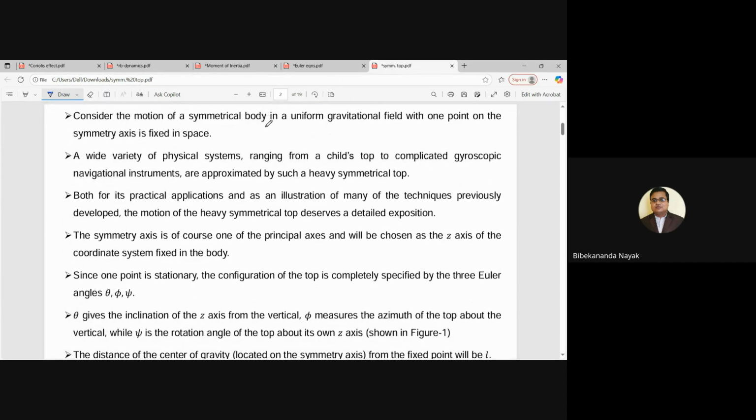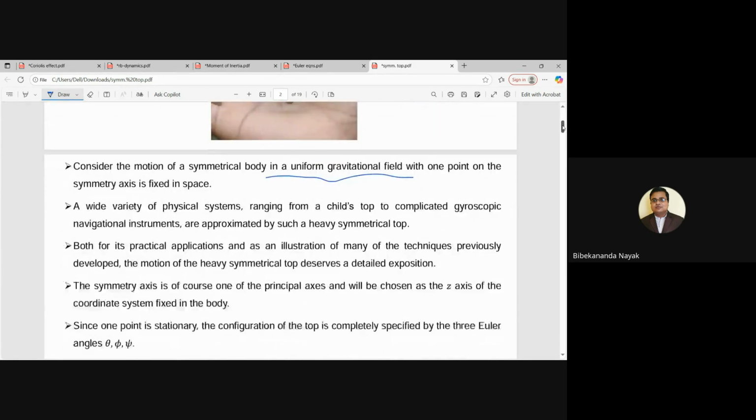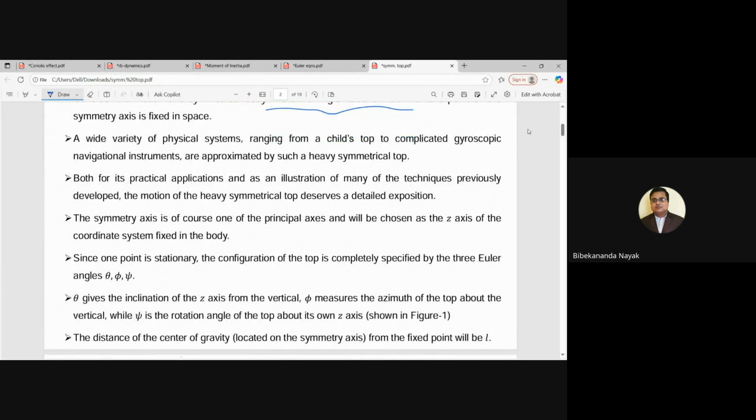Consider the motion of a symmetrical body in a uniform gravitational field with one point on the symmetry axis fixed in space. Here you assume one point is fixed. A wide variety of physical systems, ranging from a toy top to complicated gyroscopic navigational instruments, are approximated by such a heavy symmetrical top. Both for its practical application and as an illustration of many techniques previously developed, the motion of the heavy symmetrical top deserves a detailed exposition.